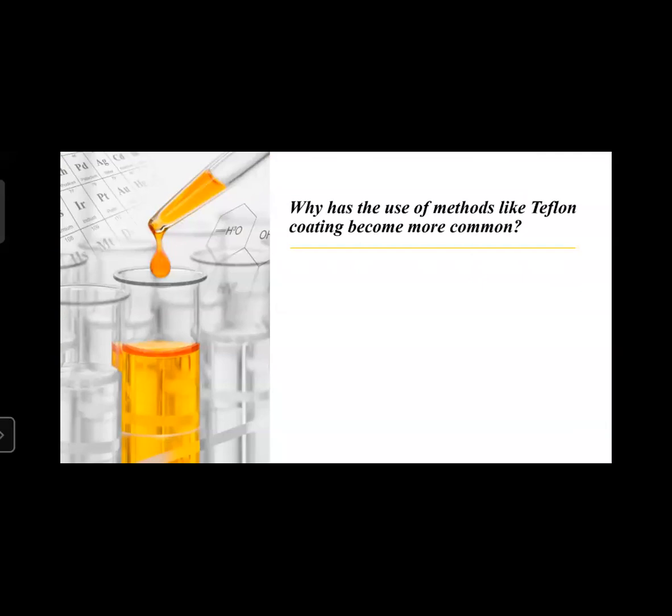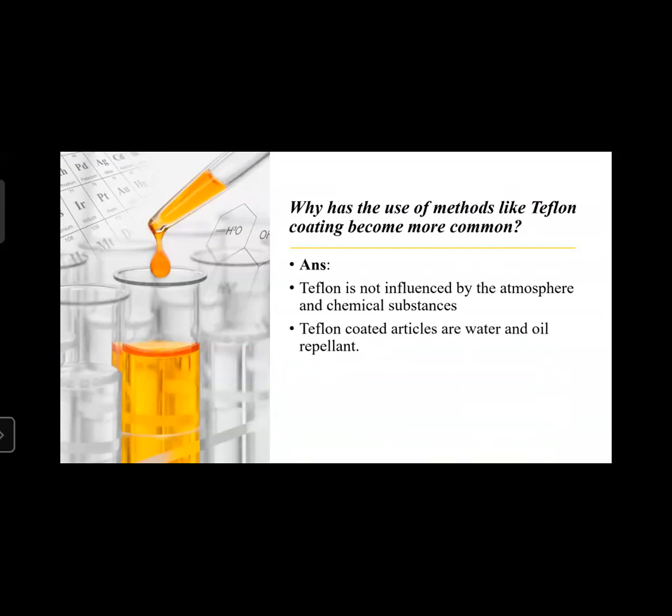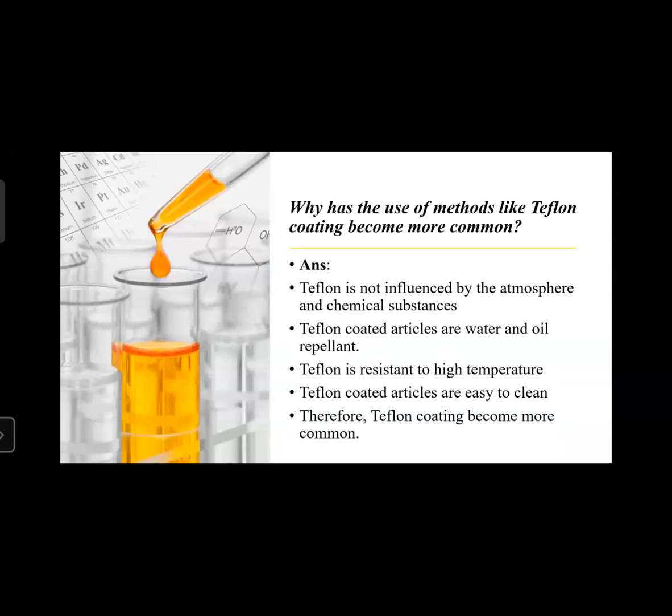Why has the use of methods like Teflon coating become more common? Answer. Teflon is not influenced by atmosphere and chemical substances. Teflon coated articles are water and oil repellent. Teflon is resistant to high temperature. Teflon coated articles are easy to clean. Therefore, Teflon coating becomes more and more common.